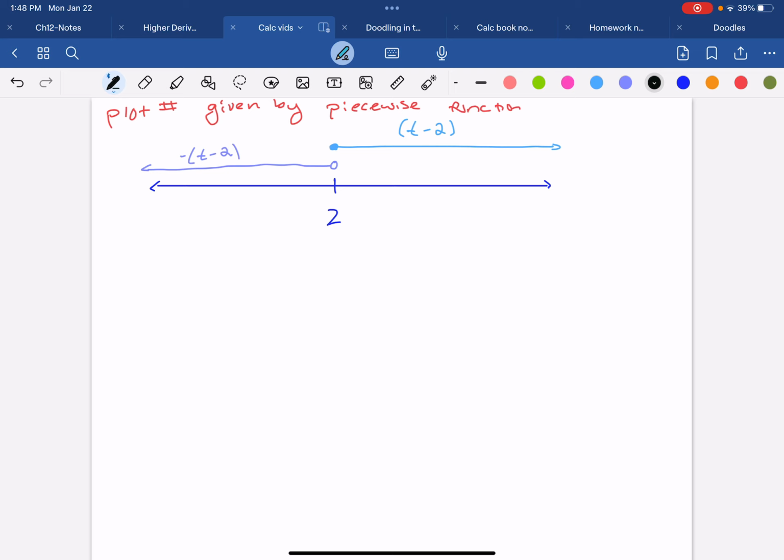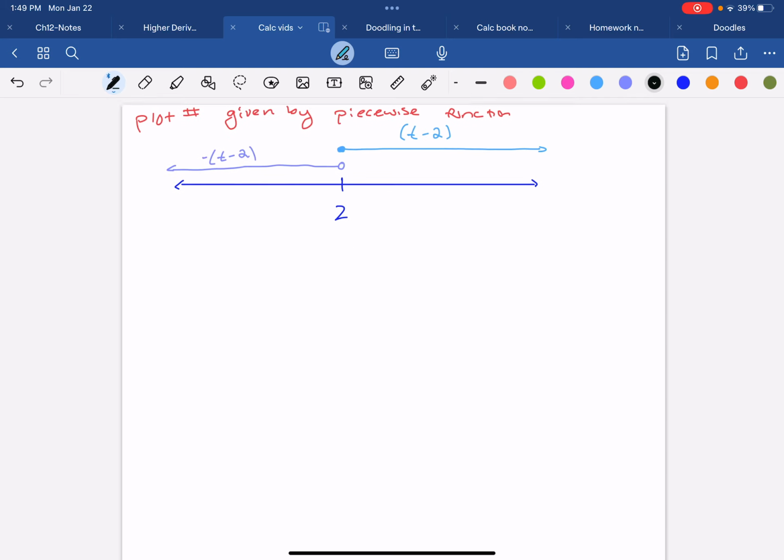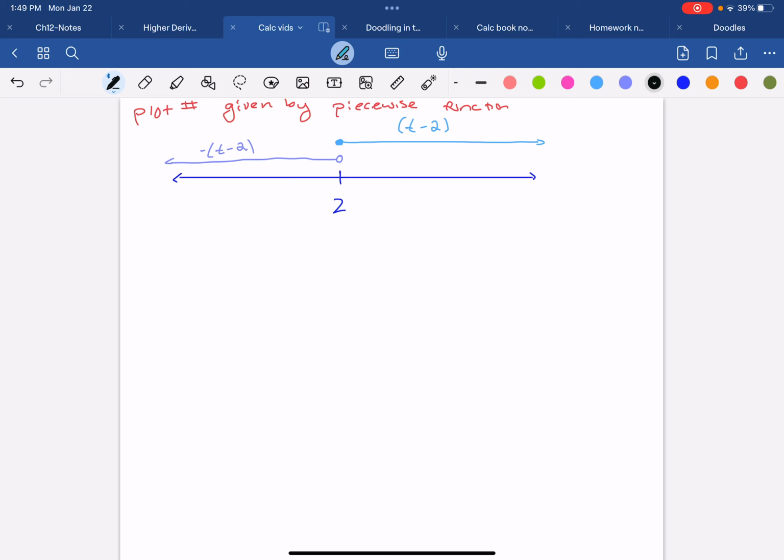And so now we can write this out into different functions. I know that my original function is f of t is equal to the absolute value of t minus 2 over t minus 2. And so we're going to have the positive form, which is t minus 2 over t minus 2. And then we're going to have the negative form, which is negative t minus 2 over t minus 2.